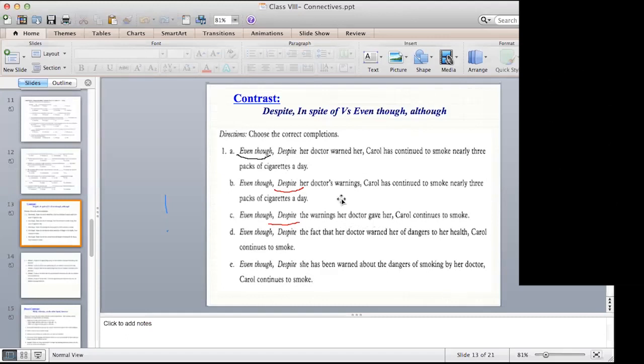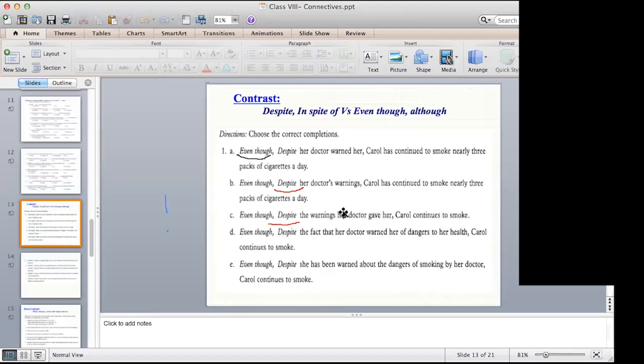Okay, next one. Despite the warnings her doctor gave her. Even if we have a verb here, gave her, the whole clause, her doctor gave her, just modifies the warnings. What is more important here is the warnings. We can also put which here: the warnings which her doctor gave her, if you remember. So it's an adjective clause that modifies the noun warnings, because we have a noun.